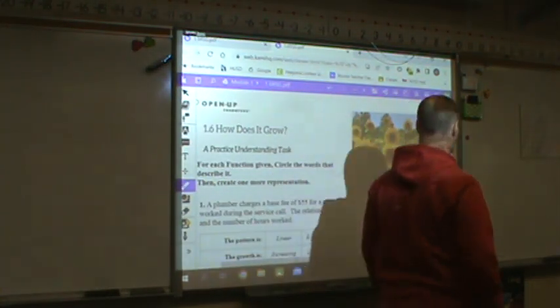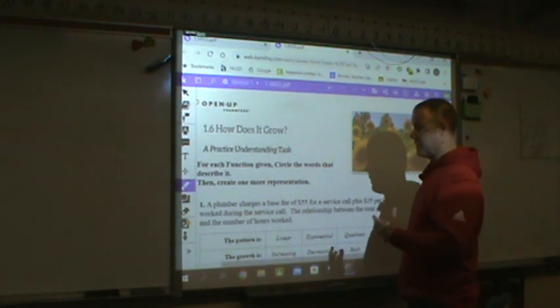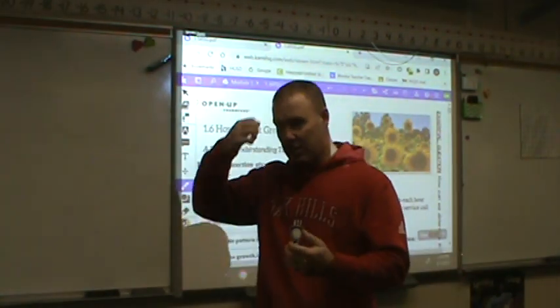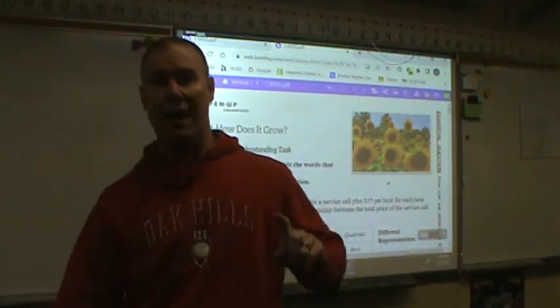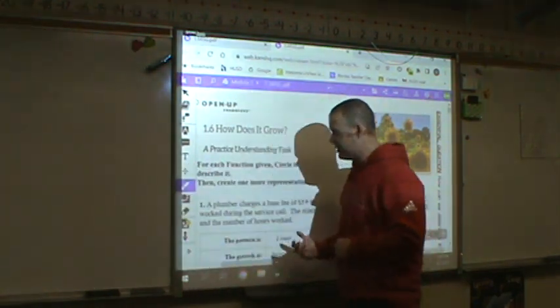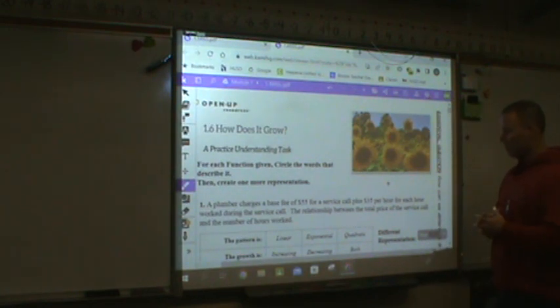We've talked about three types of functions: linear, quadratic, and exponential. All three of those, we have seen equations, tables, and graphs. So what it's going to do is give us a scenario, and then we have to decide, is it linear, exponential, or quadratic? What type of growth it is, and we have to give a different representation.